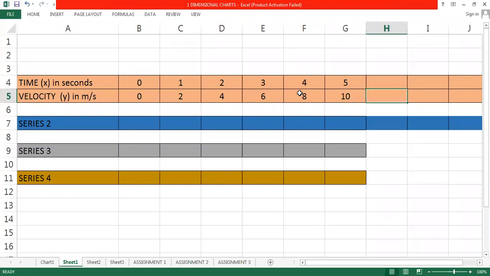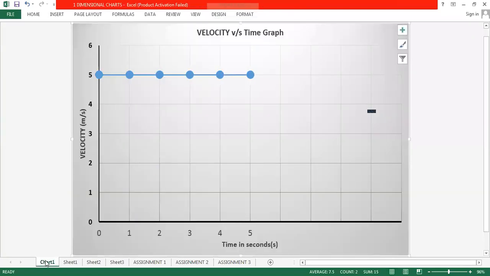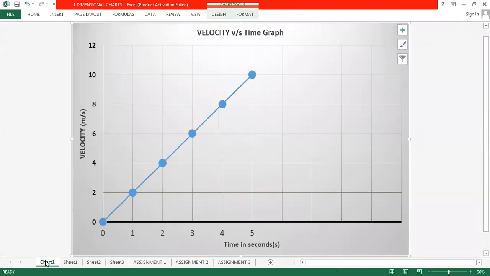Okay. Now quickly look at the coordinates. We have to plot these coordinates: (0, 0), (1, 2), (2, 4), (3, 6), (4, 8), and (5, 10). Quickly plot these coordinates. Okay. And let's see how the nature of the graph will be.